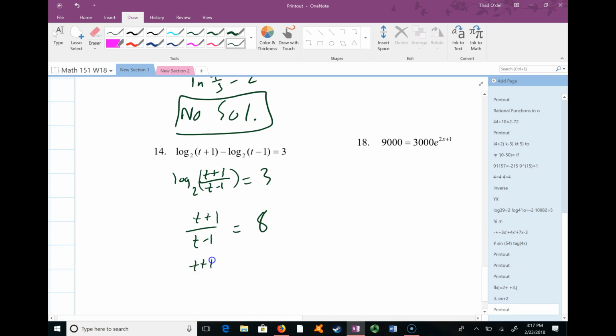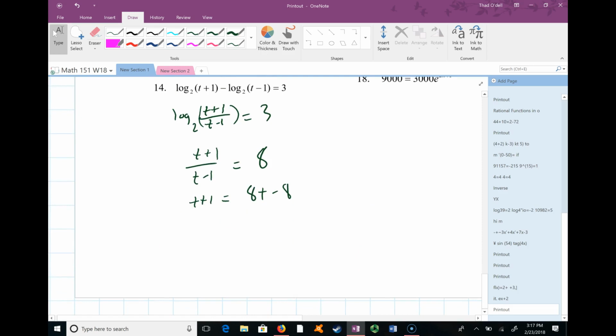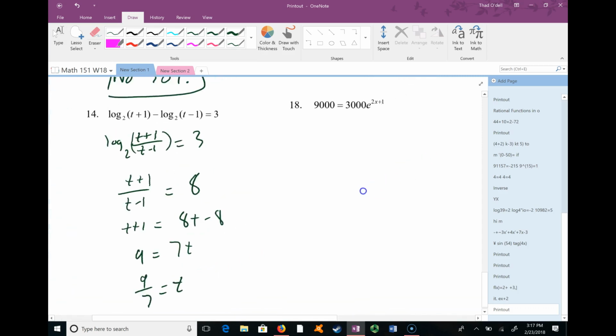That would mean that t plus 1 is equal to 8t minus 8 if I just multiply both sides by t minus 1. And then subtract t from both sides and add 8 to both sides. So that'd be 9 is equal to 7t, which means 9/7 is equal to t. Will 9/7 work? Yes. Awesome.